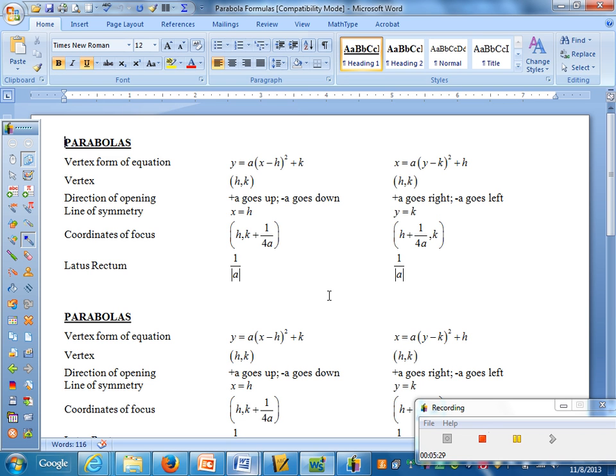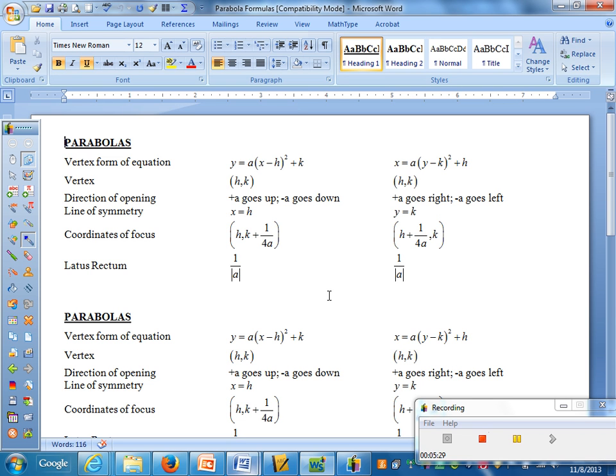Yes, now you can have a sideways parabola. So instead of going up or down, it goes right or left. If A is positive, it's going to open to the right. If A is negative, you're going to have it curving open to the left. So now we can have sideways parabolas. Get excited.